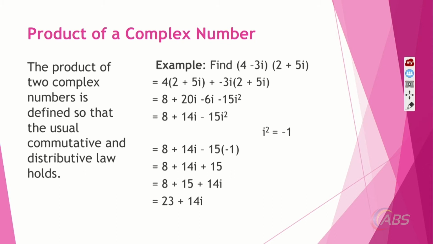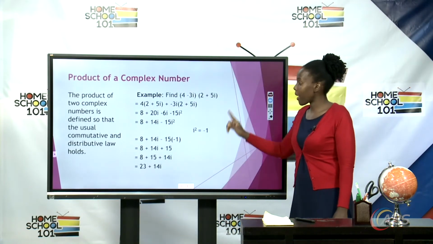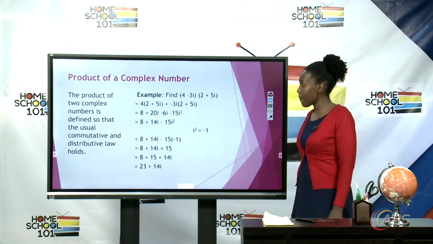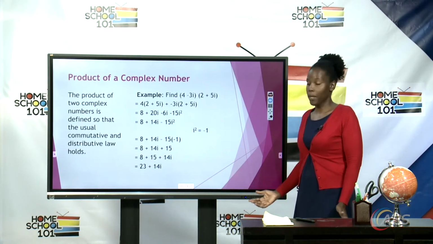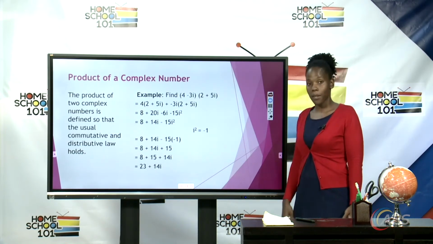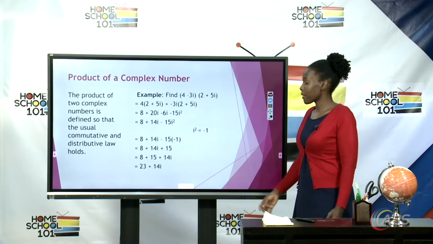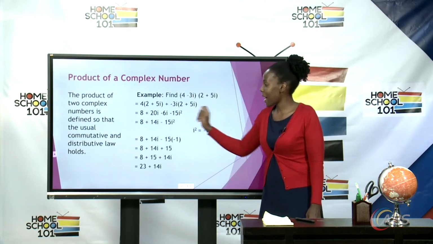Essentially, when we're dealing with a product, what we simply do is multiply all the elements of the second complex number by the elements of the first. So in this case, I'm multiplying the second complex number by the elements in the first. I would simply multiply 4 times 2 plus 5i, and I'm also multiplying negative 3i times 2 plus 5i. What I simply do is expand each bracket by multiplying by the number that is outside. Therefore, 4 times 2 would give me 8. 4 times 5i would give me 20i.